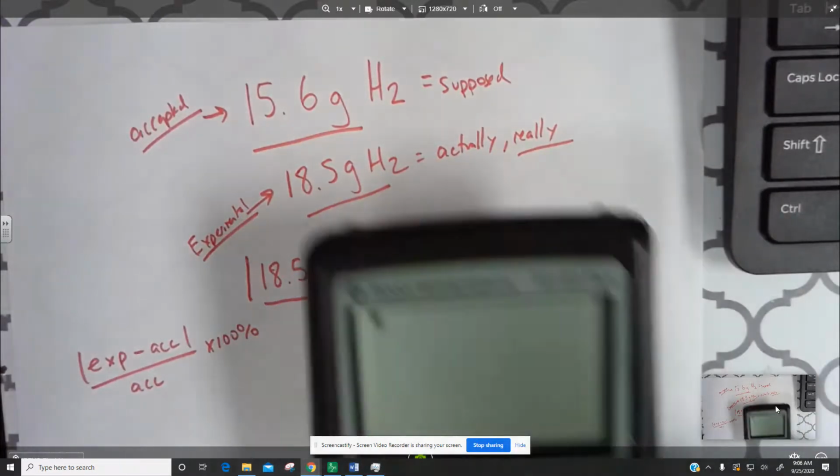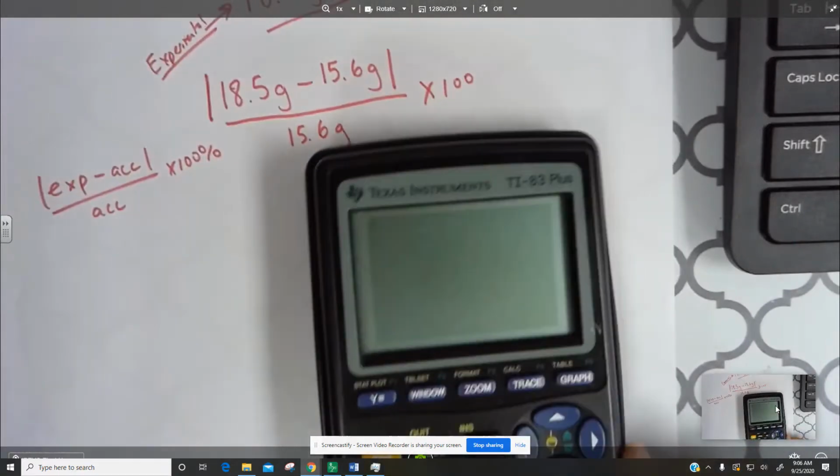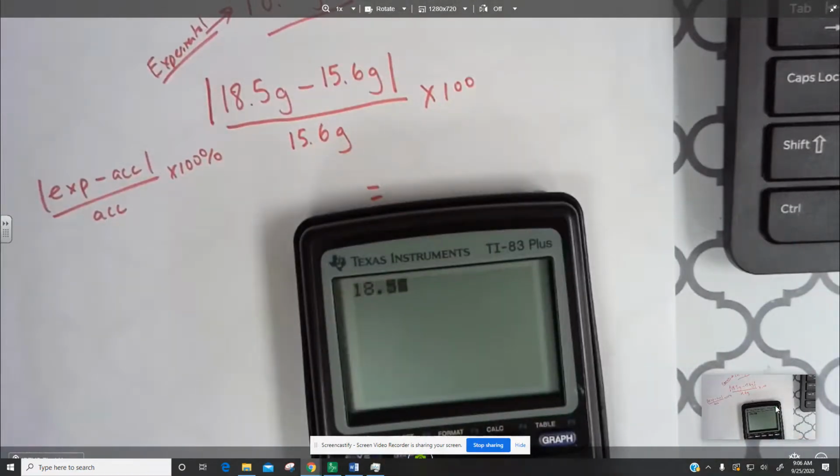Okay, so let me get my calculator real quick. See if I can show you this. 18.5 minus 15.6. Okay, divided by 15.6 times 100. Okay, so the percent error here that you had, so you had 2.9.